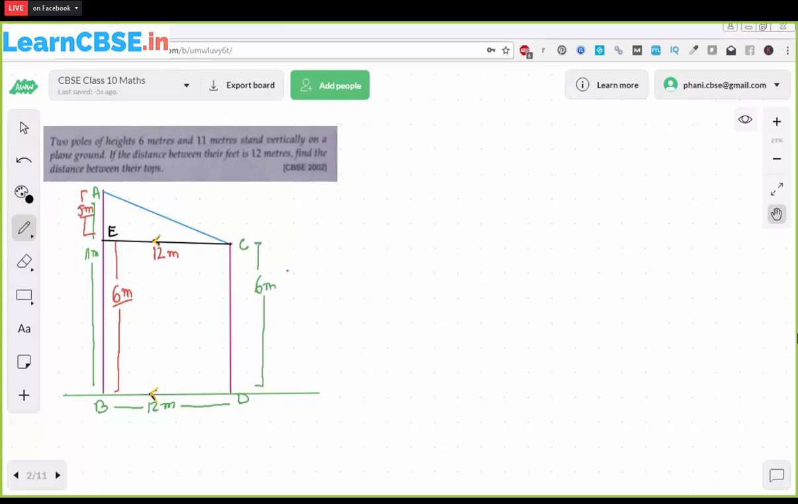Now, for the triangle AEC or ACE, it is a right angle triangle and I can apply the Pythagoras theorem on it. So we can write that AE square plus EC square equals AC square. So AC square will be 5 square plus 12 square.